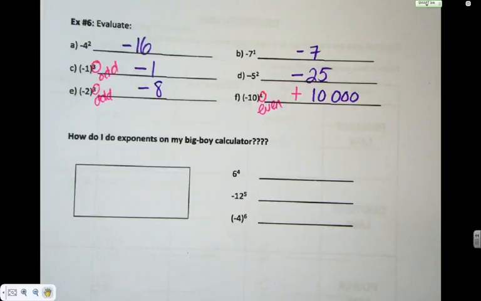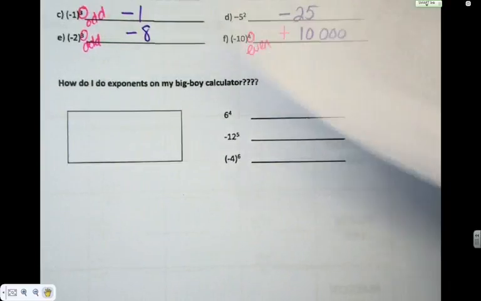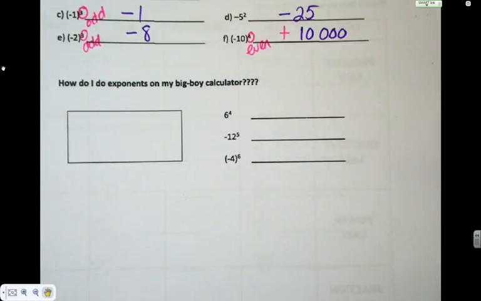Turn and talk to your partner and explain to them why F is positive. And that's just training your brain. That's a very common mistake, 10 times 4. It's training your brain.